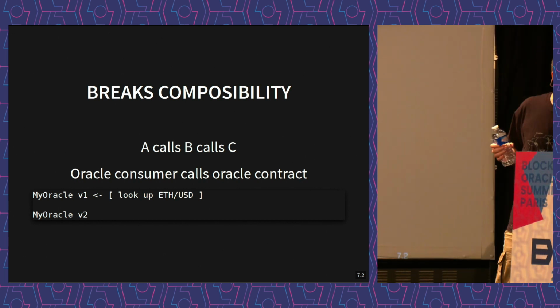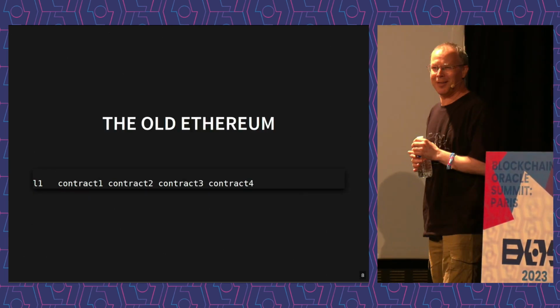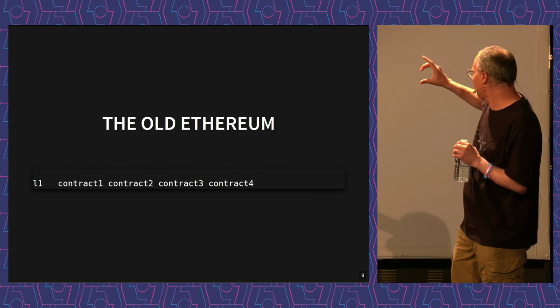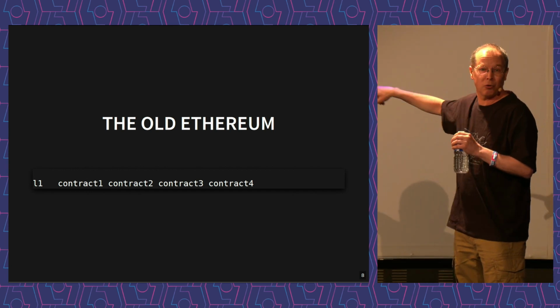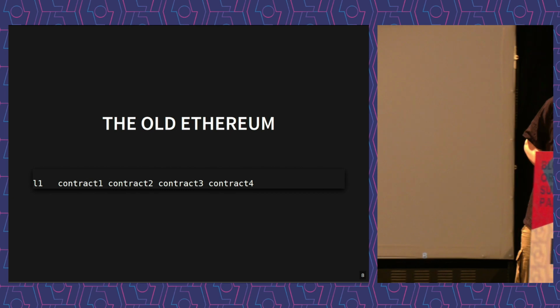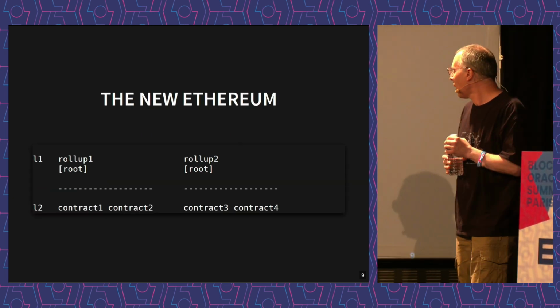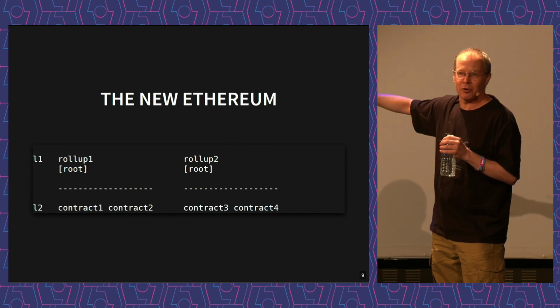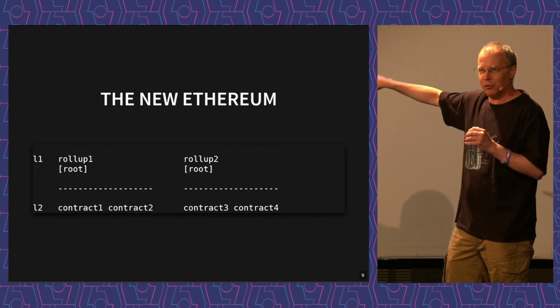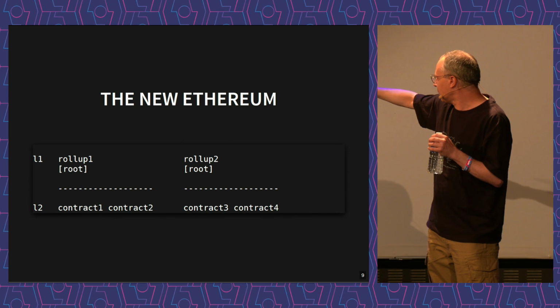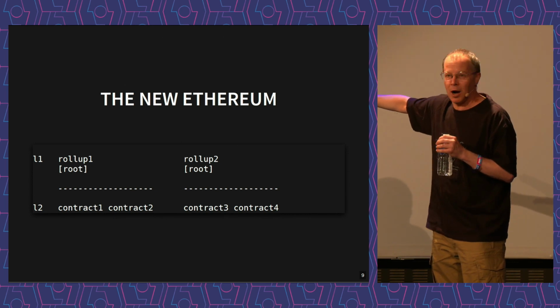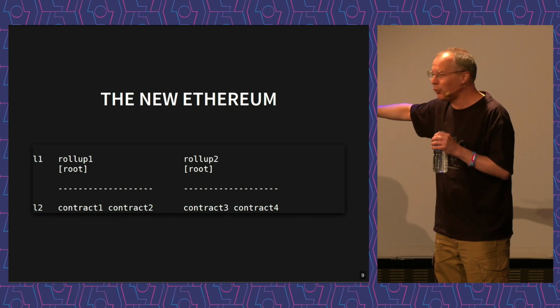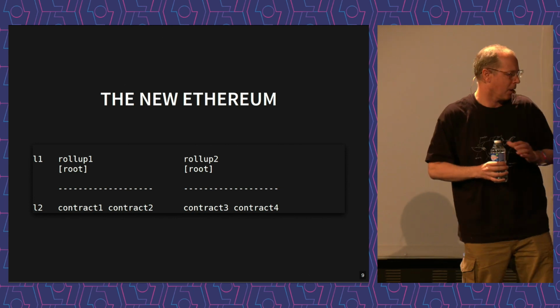But that's the Ethereum scaling roadmap, right? So the old Ethereum was we would have one layer with lots of contracts talking to each other on that layer. The new Ethereum looks more like this. We've got a couple of different rollups. Each rollup contract lives on layer 1. That has a state root, which contains kind of a commitment to all of the data on the layer 2 system, which is where the contracts live.